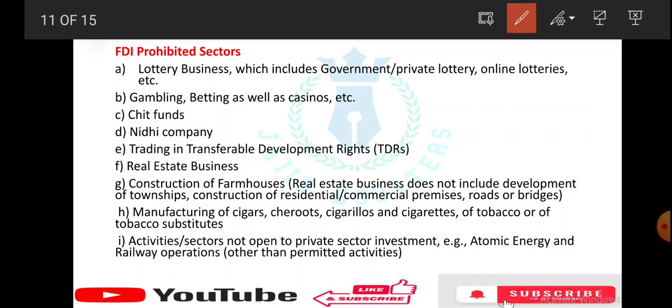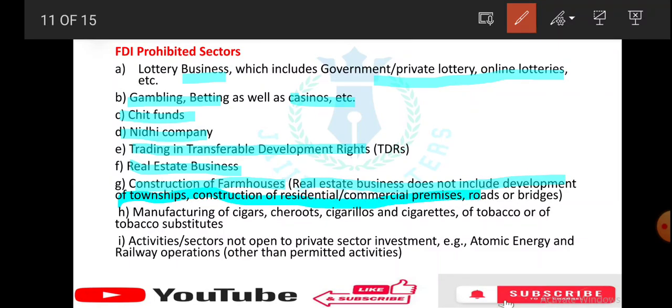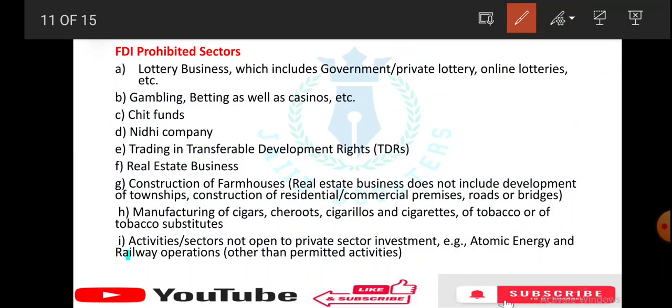Next, what are the service sectors which prohibit FDI? Lottery business, which includes government, private and online lotteries, gambling, betting, as well as casinos, chit funds, Nidhi company, trading in TDR, transferable development rights, real estate business, construction of farmhouses. Real estate business doesn't include development of townships, construction of residential and commercial premises. Also manufacturing of cigarettes and tobacco, activities not open to private sector investment, atomic energy, and railway operations. These are the FDI prohibited sectors.